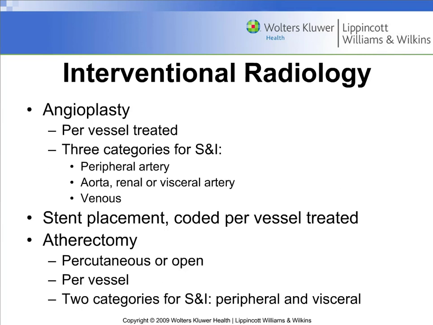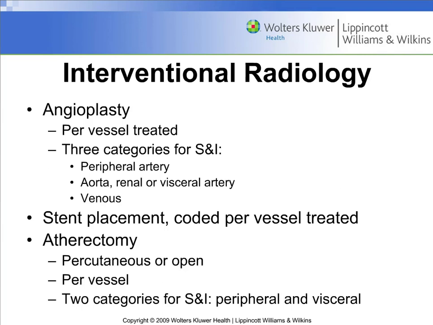The angioplasty codes are assigned per vessel that's treated, not per stenosis. Again, it's per vessel treated. So if you are in one vessel but are treating 3 areas of that vessel, you are only coding per vessel treated. There's 3 categories for the supervision and interpretation. And those categories are the peripheral artery, aorta, renal, or visceral artery, or venous. And again, those are your radiologic S&I codes for the angioplasty.